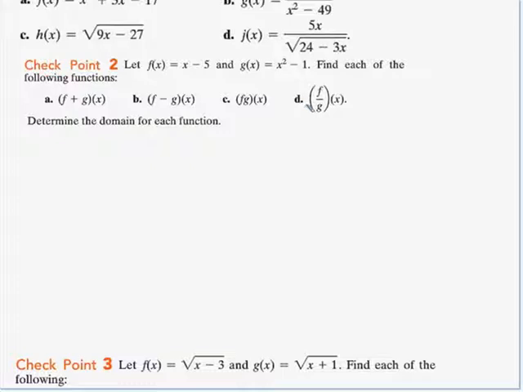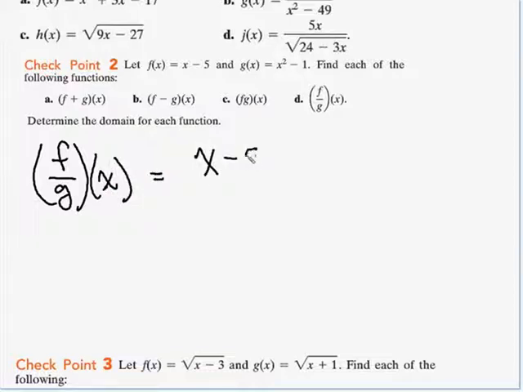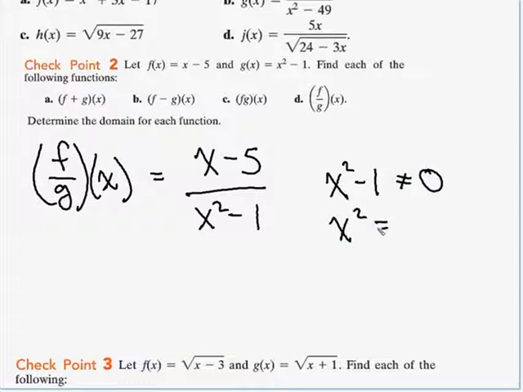Letter D, f divided by g of x. So we make a fraction with the f function on top, the g function on the bottom. And remember, here we have to worry about our domain because we do not want this denominator to equal 0. X squared minus 1 cannot equal 0. Add 1 to both sides. X squared cannot equal 1. And if we take the square root of both sides, we get positive and negative 1. X cannot equal those numbers.